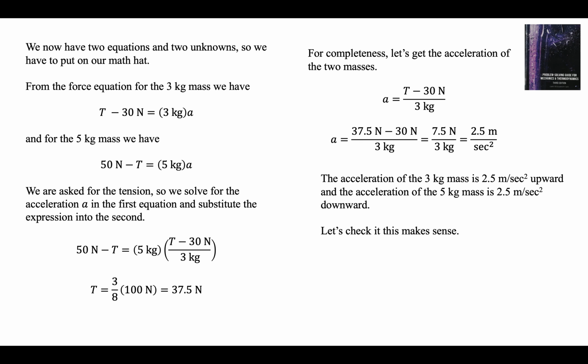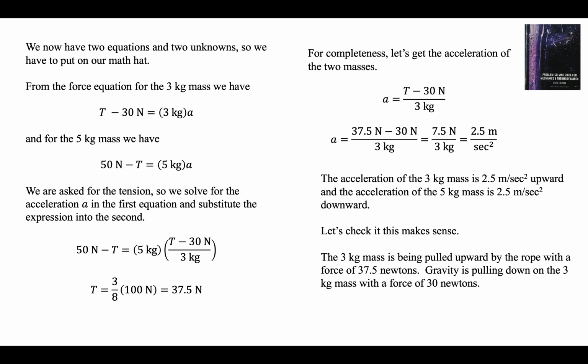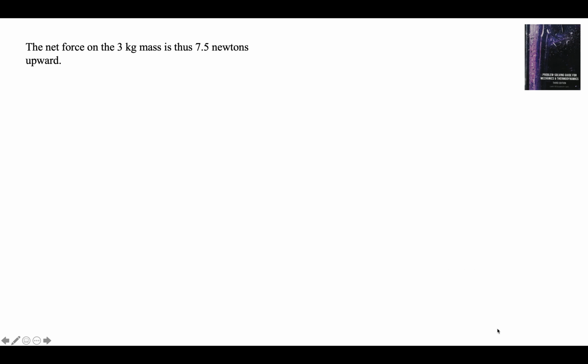Let's check to see if this makes sense. Let's see if indeed F equals ma. The 3 kilogram mass is being pulled upward by the rope with a force of 37.5 newtons. Gravity is pulling downward with a force of 30 newtons. That's a net of 7.5 newtons upward. The net force on the 3 kilogram mass is thus 7.5 newtons upward, and this is equal to ma for the 3 kilogram mass. Because the mass is 3 kilograms, the acceleration is 2.5 meters per second squared.